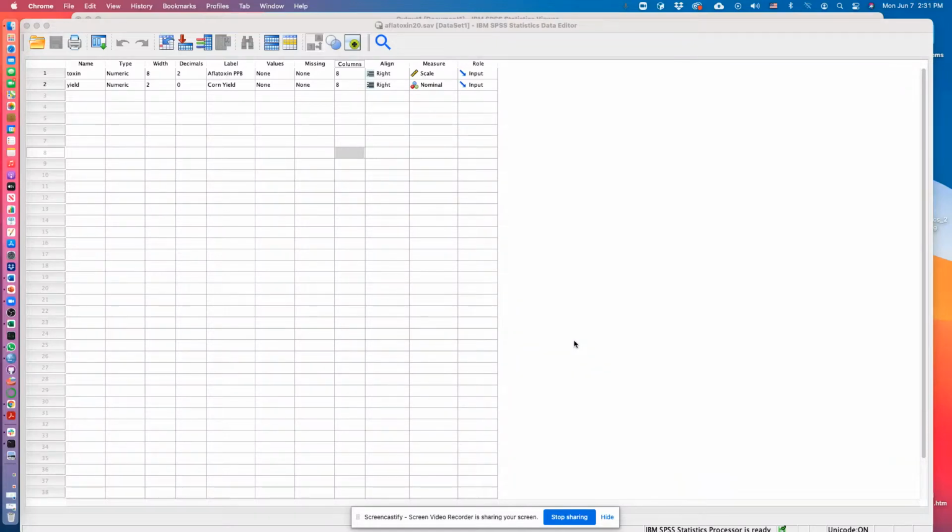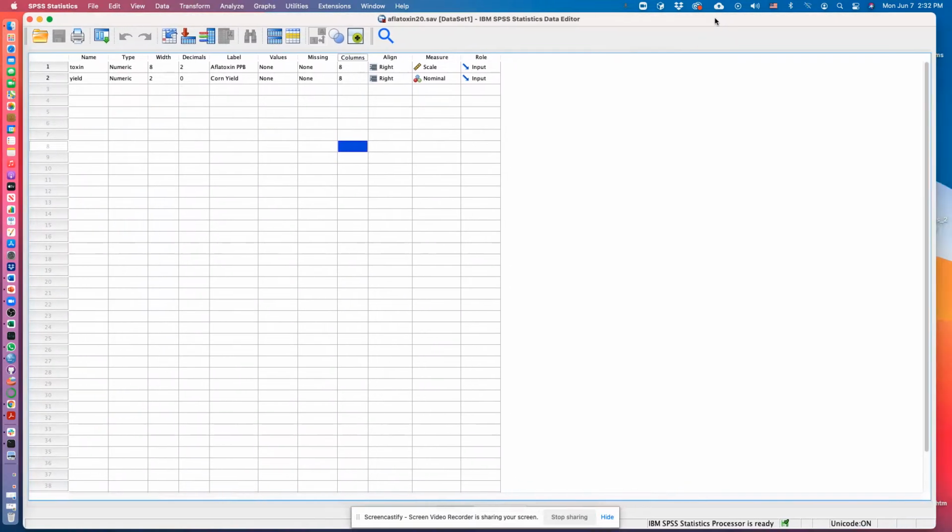Hello, everyone. This is the t-test using SPSS. This is for the independent t-test, right? This is where you are comparing the means of two groups that have no relation. There's no relationship between the groups. So there's just two groups.